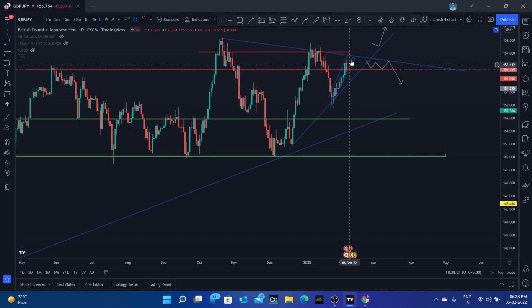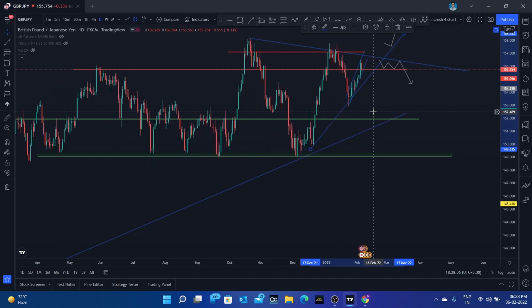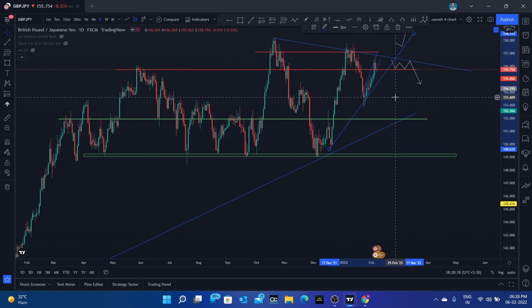If it is not able to move above this trend line, and if it is forming some kind of consolidation of 2 to 3 candles, and if it is breaking down, you can go for short entries, guys, and be aware of this trend line as well. So if it is breaking down, you can go for a short entry and take this as your first target, and this would be your second target. So that would be for GBPJPY.